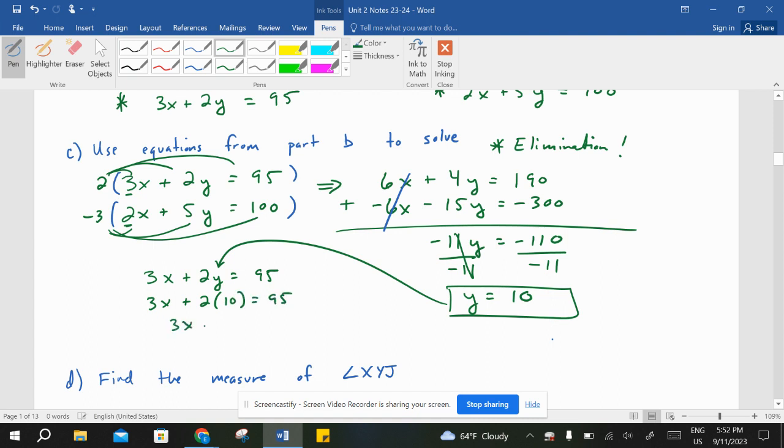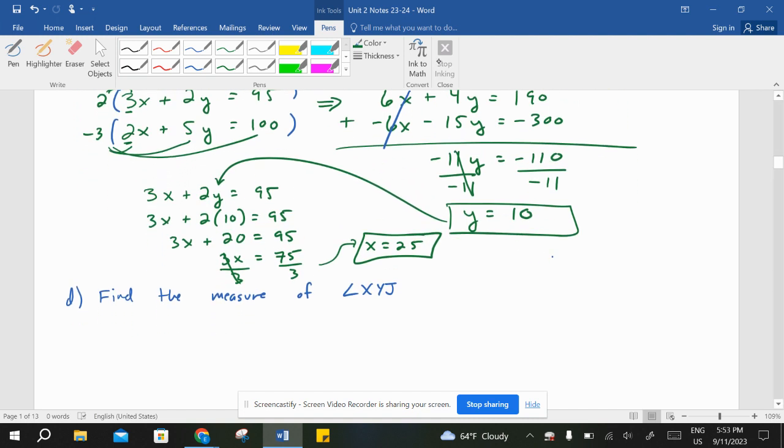And now you're just solving another algebra problem. Okay, so go ahead and pause the video. Finish solving for that. Subtract 20 to both sides. You get 3x is equal to 75. Then divide both sides by 3. So x is equal to 25. Okay, so now I've solved my system.